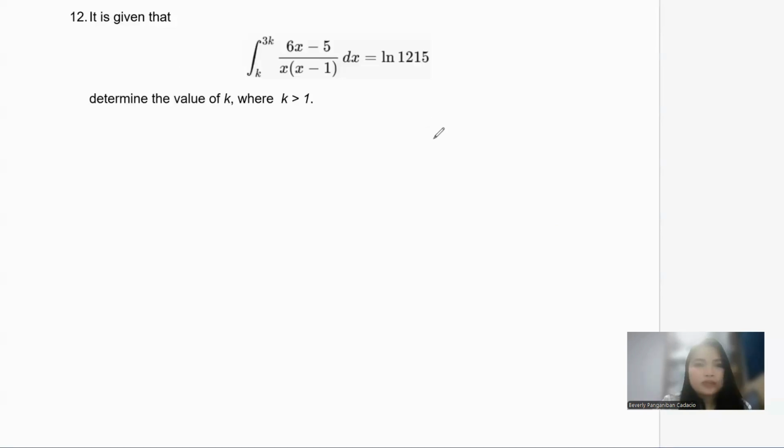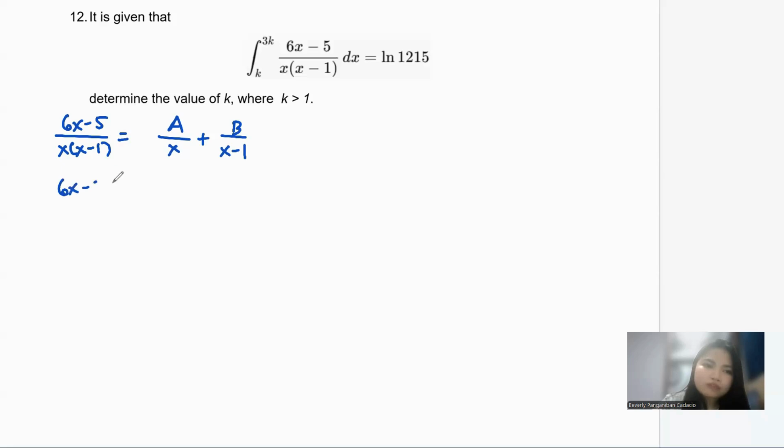Okay, now let's go with number 12, which is, it's given that, and you also need to get the value of k. It's almost the same thing as number 11, but let's try it. So we have here the same thing. It means that the partial fraction of that will be 6x minus 5 over x times x minus 1. Then you will just need two unknown numerators there, a over x and b over x minus 1. Okay, then meaning to say 6x minus 5 is equal to a multiplied by x minus 1, and your b is multiplied by x. I will do substitution.